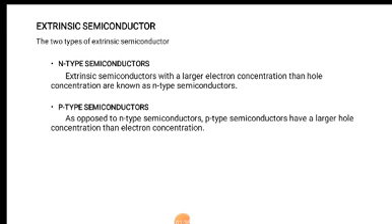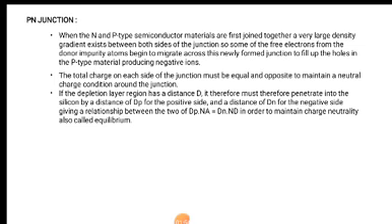And the extrinsic semiconductor is of two types. One is the N-type semiconductor and the other is the P-type semiconductor. In N-type semiconductors the electron concentration will be higher than the hole concentration, and in the P-type it is vice versa, that is, the hole concentration will be higher.